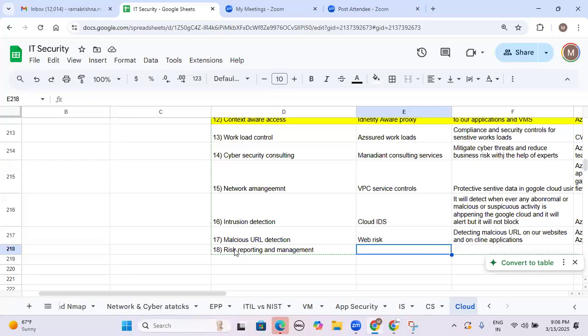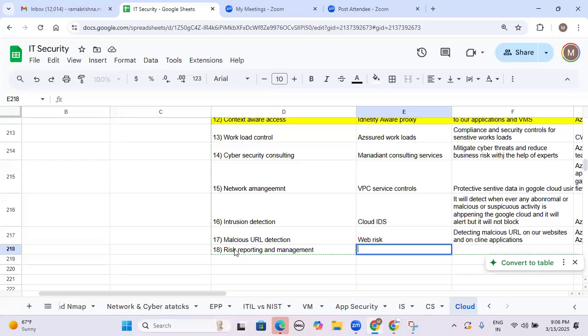So this risk reporting and management takes care of not only identifying the risk and security posture of the overall cloud services we enabled on the GCP side, it can even transfer that risk to a third party. That is the reason we have to make sure that insurance is enabled whenever we purchase licensing from a third party. So that is the importance of risk reporting and management.